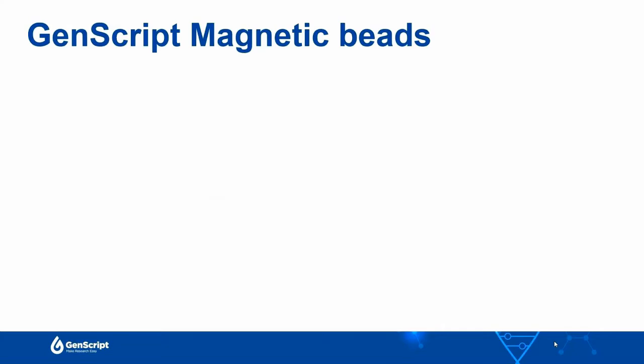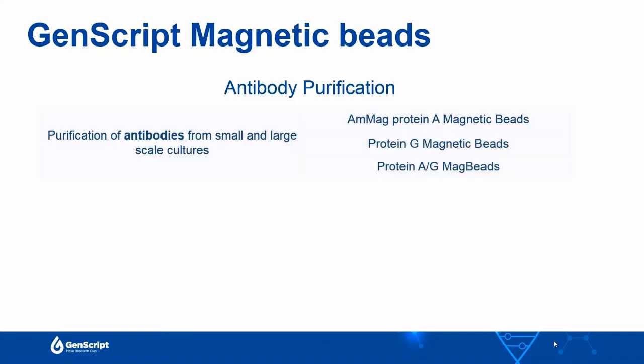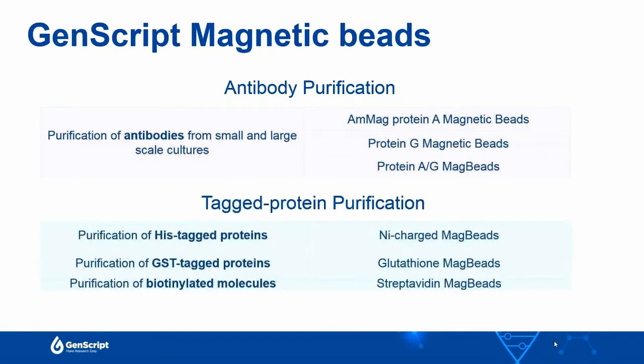So for antibody and protein purification, GenScript provides various magnetic beads that you can use with our instrument, the AMAG assay. For antibody purification, depending on the species that your antibodies belong to, you can use protein A, protein G, or both protein A and G magnetic beads. When working with recombinant proteins, for tagged protein purification, GenScript provides nickel-charged magnetic beads, glutathione magnetic beads, and streptavidin magnetic beads to purify recombinant proteins with those tags.